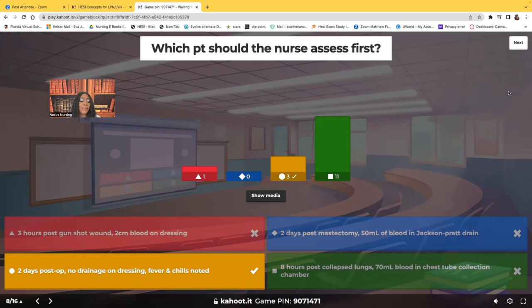Let's look at the other ones. First one, a patient who is 3 hours post gunshot wound and they're having 2 centimeters of blood on the dressing. They're a gunshot wound victim. It's only been 3 hours. They only have 2 centimeters of blood on the dressing.